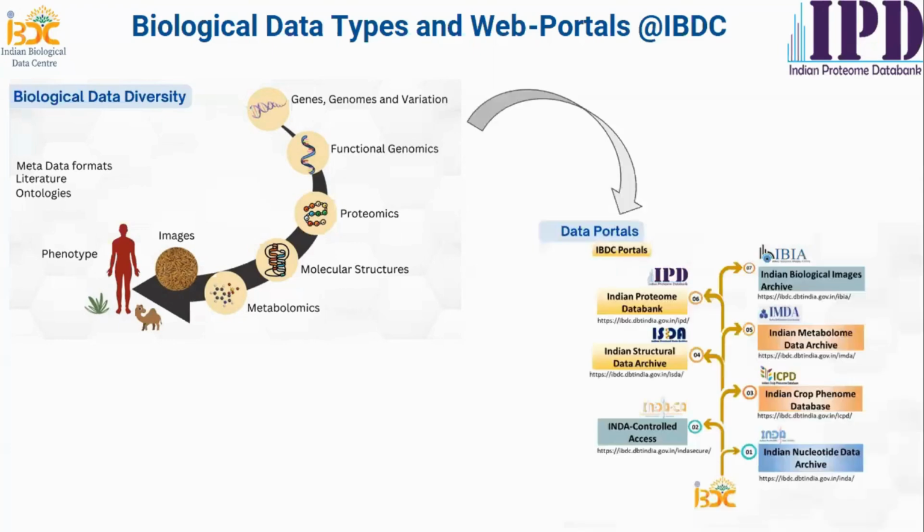To capture all this information at the IBDC, we have a number of different portals. INDA takes the submissions regarding nucleotide data. Then ICPD is the phenome-related database. Then ISDA is the 3D macromolecular structure data archive. IMDA takes the submissions related to metabolome studies. IPD takes the submissions related to proteome studies. And the very latest is IBIA, which is the image-related data archive.